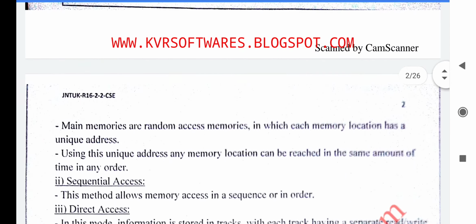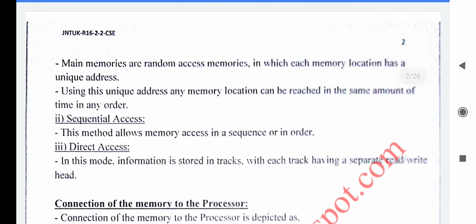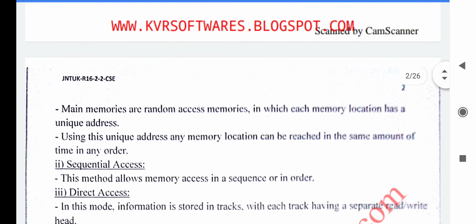Memory access methods means we have a memory which is capable of storing the data. After completion of storing the data, there is a need of accessing the data from memory. So what are the methods which we use for accessing data or content in the memory? We have the following types. First one is random access.